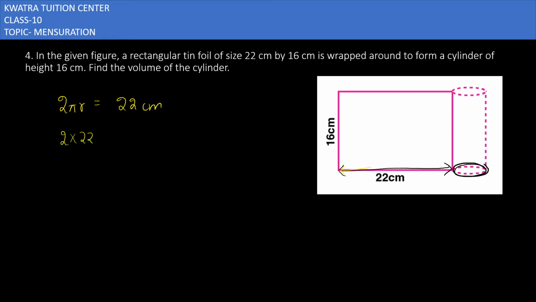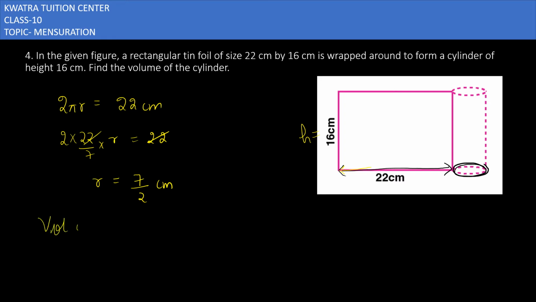Pi is 22 by 7. R will be as it is. Then you have 22. 22 and 22 can be cancelled. R will give you 7 over 2 centimeter. Radius आ गया आपके पास, height आपको known है. You can easily find the value of volume.